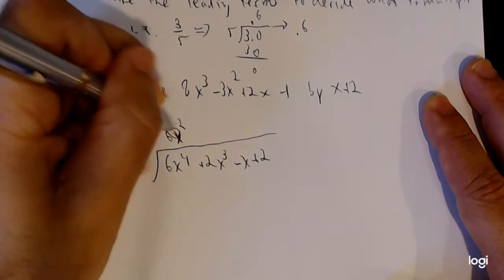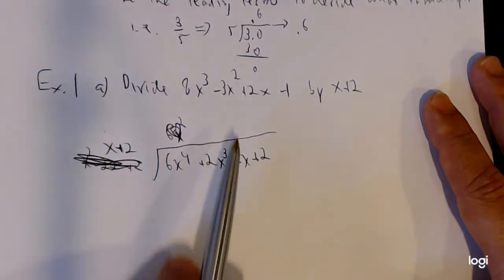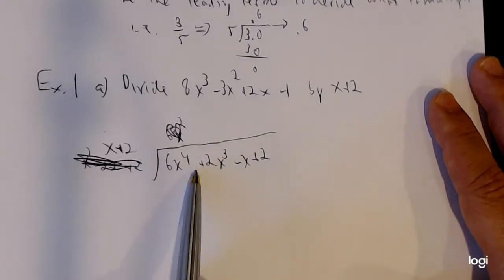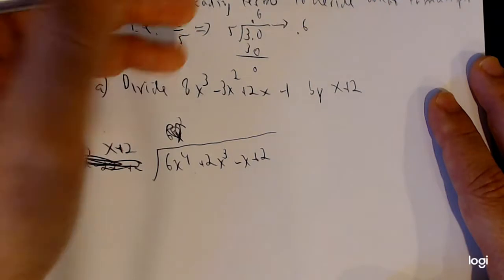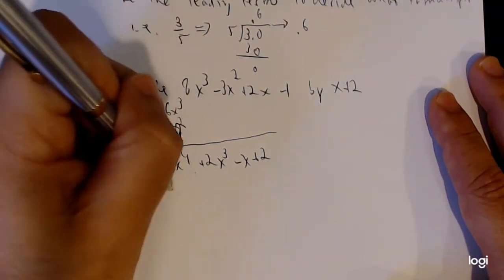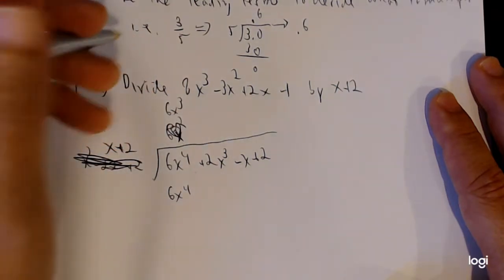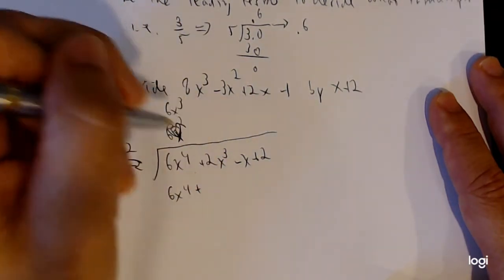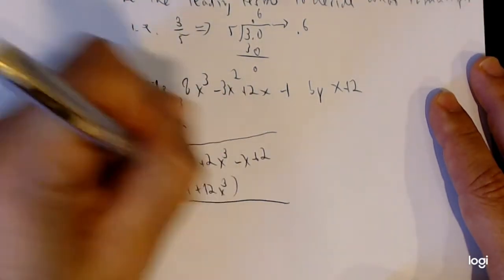This is wrong. This should be x plus 2. I was looking at your next example. So this is by x plus 2, so this should be x plus 2. So we're going to say the same thing. What do I need to multiply to this x to get 6x to the 4th? It's 6x cubed. So if I multiply that, I get 6x to the 4th, and then 6x cubed times 2 gives me plus 12x cubed, and then we subtract them.